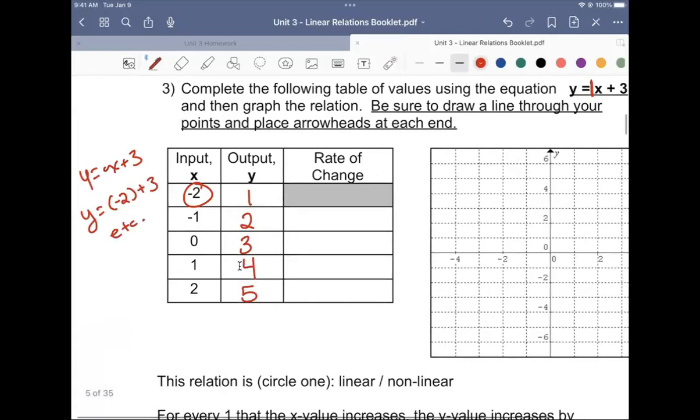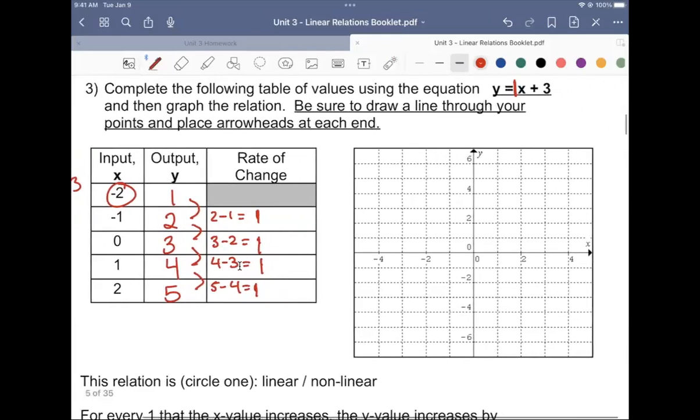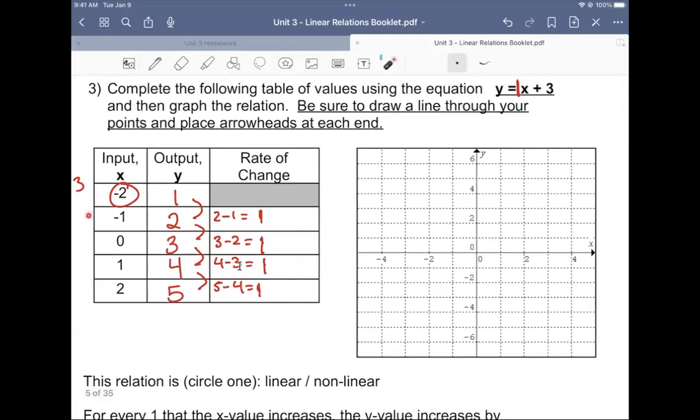Now I'm going to look at my rate of change. If I look here, I have 2 minus 1 equals 1. Here I have 3 minus 2 equals 1. Here I have 4 minus 3 equals 1. And here I have 5 minus 4 equals 1. So I know my rate of change in my output, which is my y value, is 1. If you took a look at the rate of change in your x value, it would also be 1 because we go -2 to -1, which is 1 jump, -1 to 0, which is 1 jump, 0 to 1, which is 1 jump, and 1 to 2, which is 1 jump.